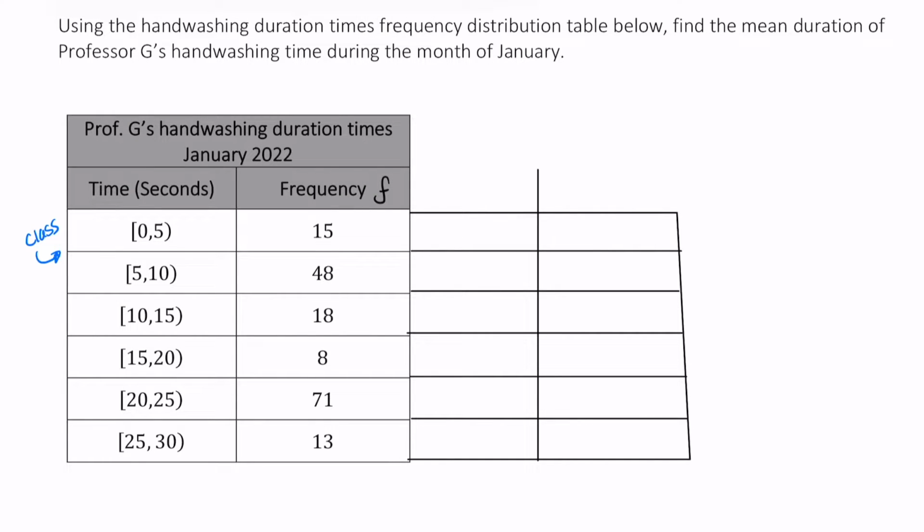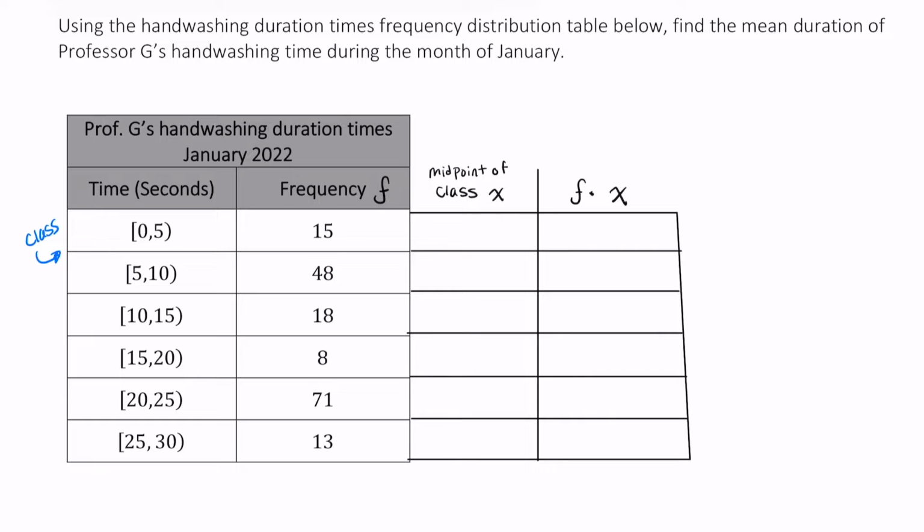Okay, so your table should be extended like this. In this newly added first column, I'm going to write midpoint of class and label that X. In the next column, I'm going to write F times X. So what we're actually going to do is find the midpoint of each of these classes and then multiply it by the frequency and write that down here. Okay, so let's find the midpoint of each class.